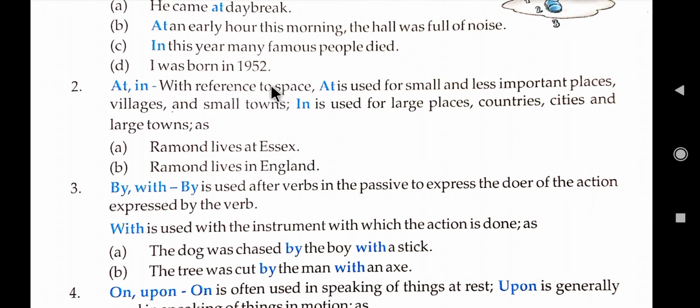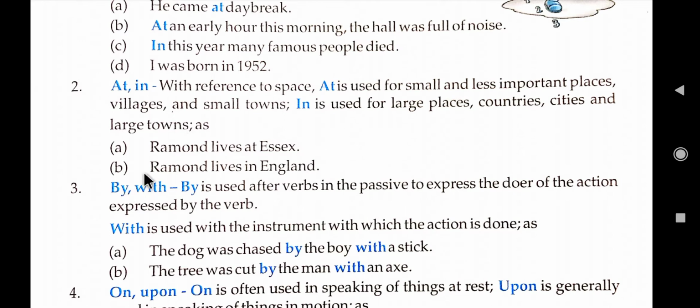Now next, at and in with reference to space. So whenever we have to use at and in with a space, let's learn how we can use them. At is used for small and less important places, villages and small towns. Whenever we are talking about a small place, a small village or small towns, we use at. In is used for large places, countries, cities and large towns. So we use in whenever we are talking about countries, big states and famous cities.